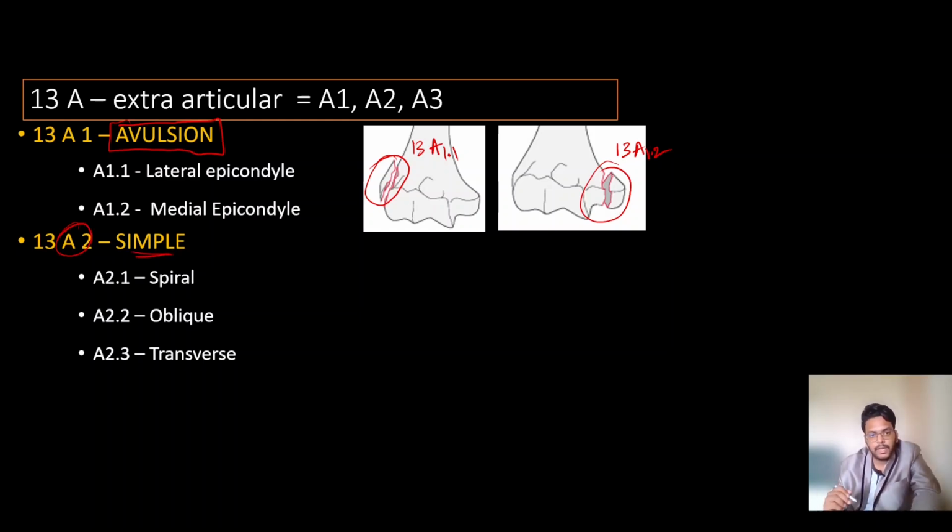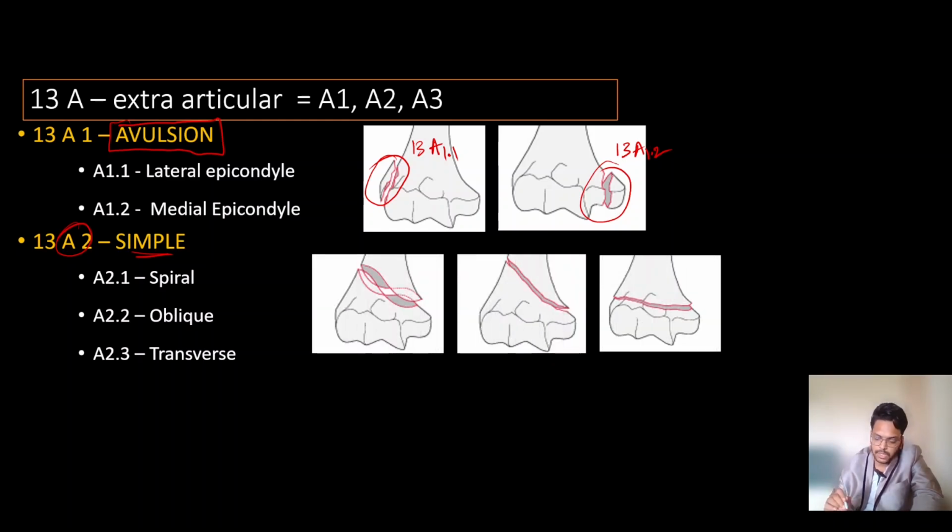Either it can be spiral, oblique or transverse, which is an extra-articular fracture. You can see in the image, this is a spiral fracture, this is an oblique fracture and this is a transverse fracture. If it is spiral, you give it as 13A2.1. If it is an oblique fracture, you give it as 13A2.2. Spiral, oblique and transverse. Transverse is 13A2.3.